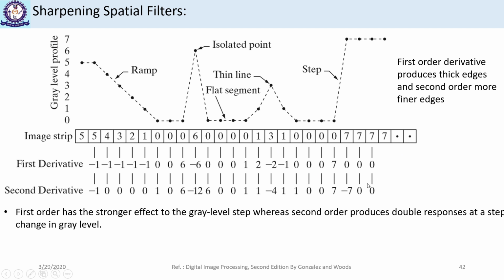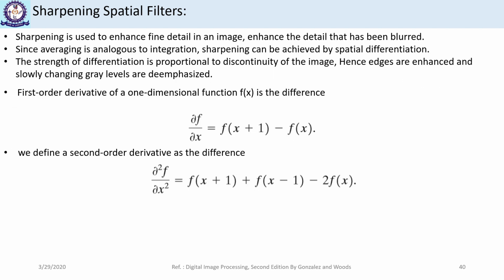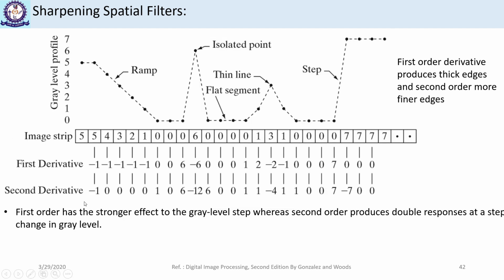Then if we want to find the second derivative, the formula is the next instance plus the previous instance minus 2 times the current instance. So let's check. Corresponding to this, the next instance is 4 and the previous instance is 5, so 4 plus 5 is 9, minus 2 times the current instance, that is 5, so 2 times 5 is 10, so 9 minus 10 is minus 1. So we have got minus 1 here. The second derivative corresponding to this pixel is minus 1.